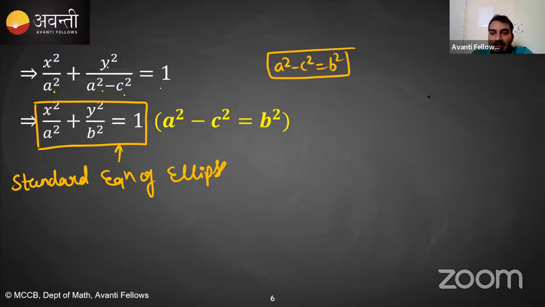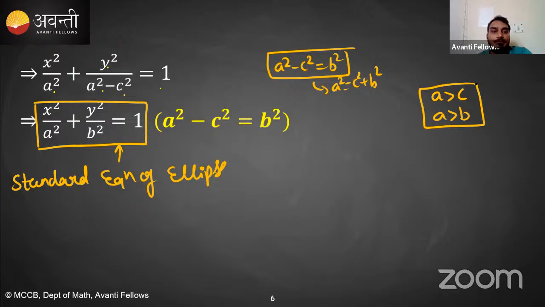Okay. And from the definition, we know that a is greater than c. Yes or no? a is greater than c. Right? And from here, what you can say? a square is nothing but c square plus b square. It implies a is also greater than b. Okay. Is this clear, students? So a is greater than c, and a is greater than b also. Is there anyone who has doubt in it? So standard equation of ellipse is x square upon a square plus y square upon b square is equal to 1. Okay. Chalo. Let's see how to draw this.